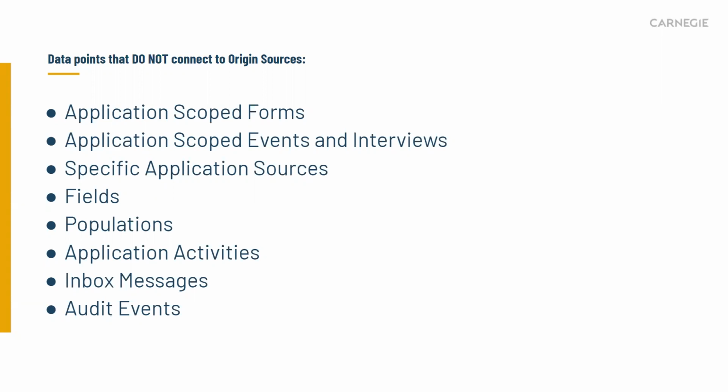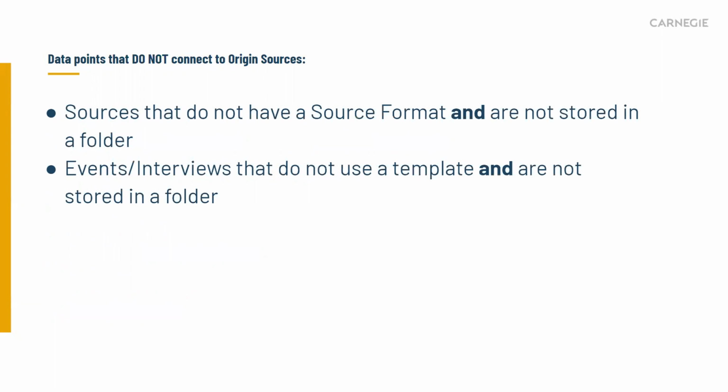The other area that does not connect to origin sources are things that are in your instance that perhaps were not configured the best way. So for example, if you have a source file that does not have a source format, which is fine, we get lots of ad hoc source files, but is also not stored in a folder, you cannot connect it to an origin source. Similarly, if you have an event or interview that does not use a template, okay, we do that occasionally, but that's also not in a folder, you can't connect it to an origin source.